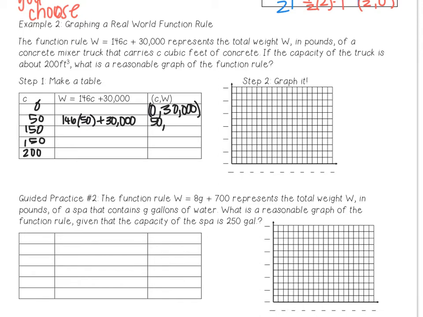Then if I plug in 50, I'm going to get 146 times 50 plus 30,000, which is going to be 50 and 37,300. If I plug in 150, that's going to be 146 times 150 plus 30,000. Oh, that's supposed to be 100. Just kidding. So that's going to be 44,600.